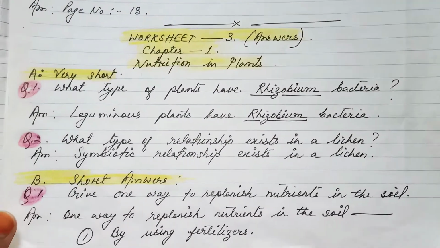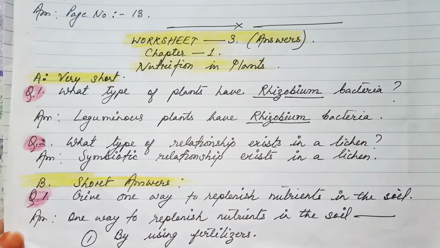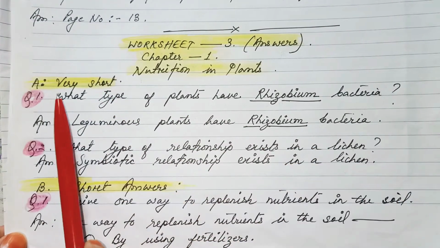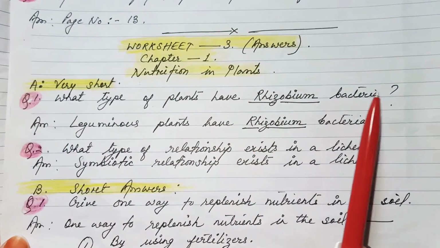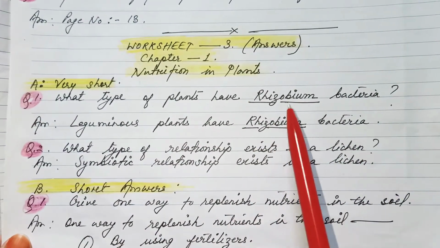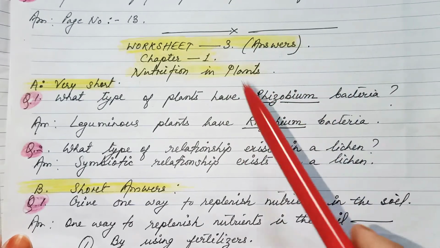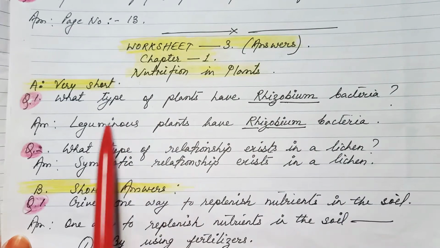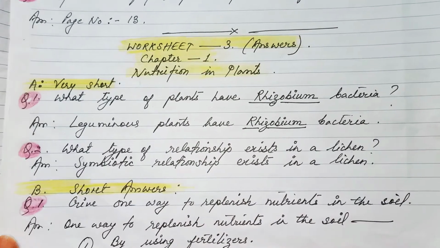Then worksheet number 3, chapter 1, Nutrition in Plants. Here also 3 different sections are there. Very short answers first. The first question is: what type of plants have Rhizobium bacteria? They are asking where this Rhizobium bacteria is found. The plants where Rhizobium bacteria are found are leguminous plants. So the answer is: leguminous plants have Rhizobium bacteria.